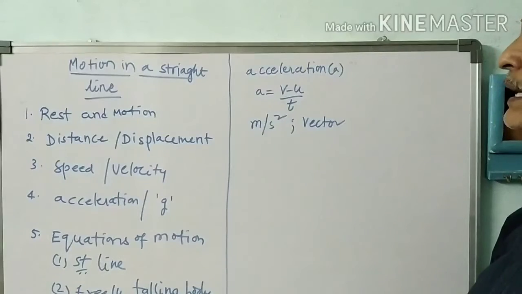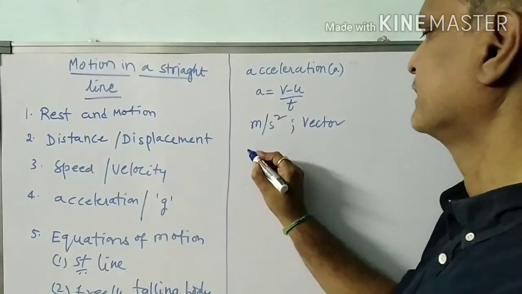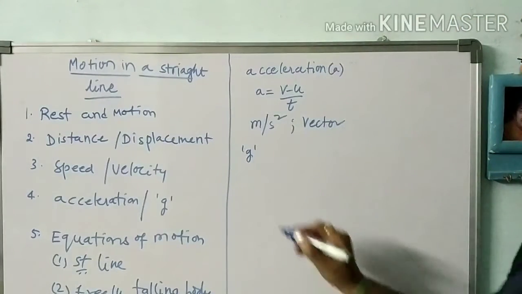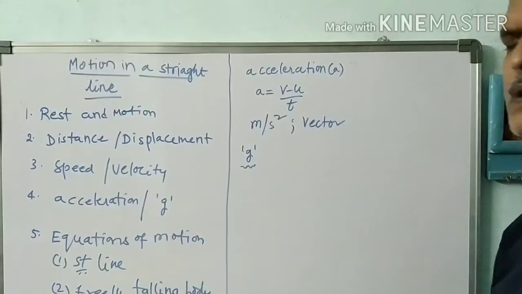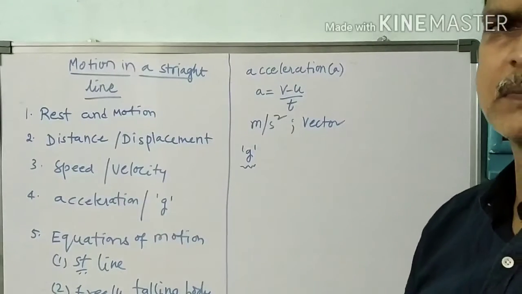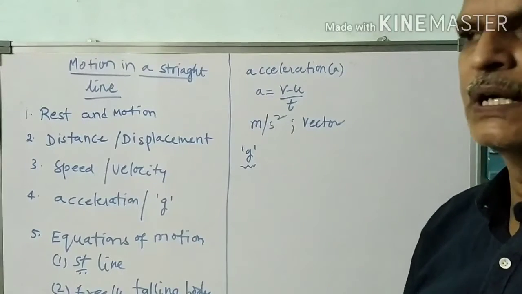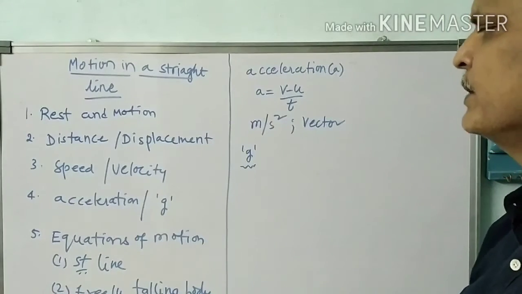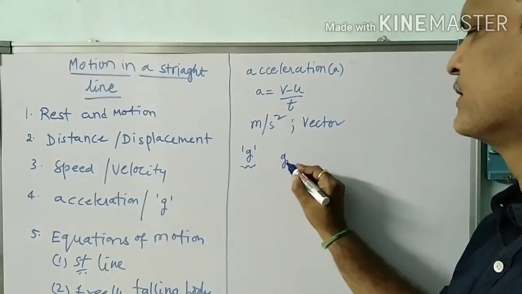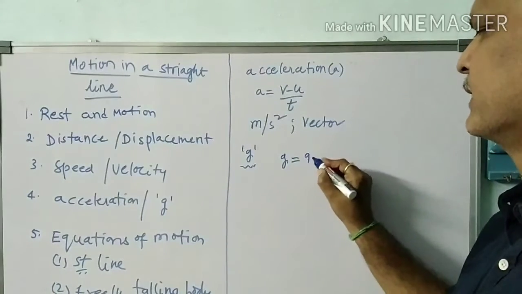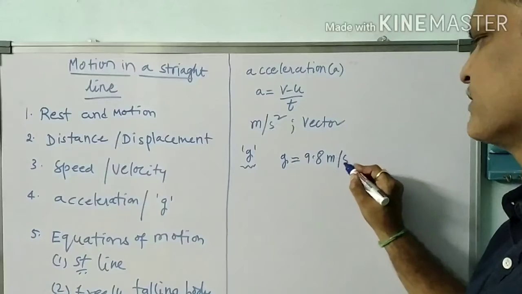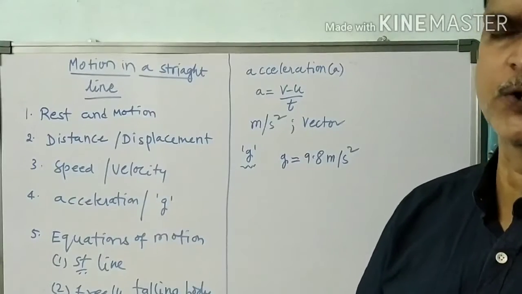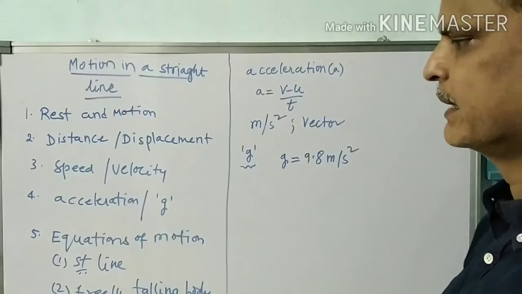So now, when we know the acceleration, we go for one of the important things, that is acceleration due to gravity. It is denoted by small g. The acceleration possessed by a body toward the center of the earth, or due to the earth's gravity, is called acceleration due to gravity. This acceleration due to gravity, g, is equal to 9.8 meters per second square. We take it as a standard value. But g changes from place to place, and there are so many factors we will discuss in another topic.